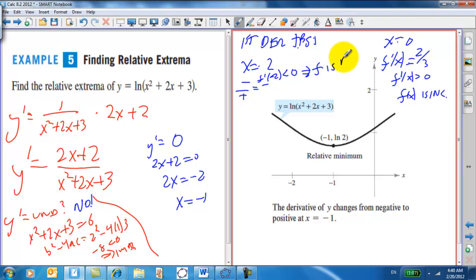F is decreasing at x equals negative 2. So there's our proof that it's a relative min, because you went from a negative derivative to a positive, which means you went from decreasing to increasing. The old first derivative test.